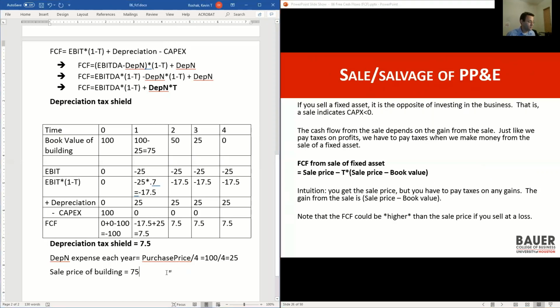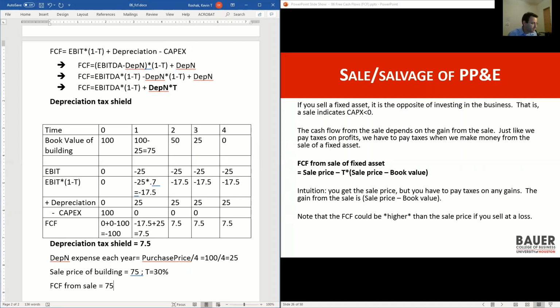And our tax rate is 30%. So we go up to this equation. What's going to be the cash flow effect from that sale? Well, the free cash flow from the sale is going to be the sale price of 75.